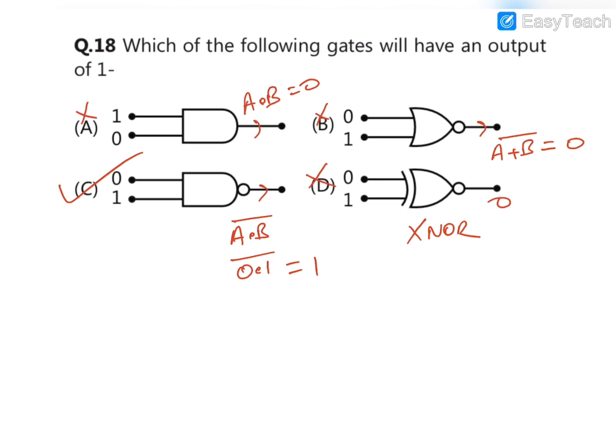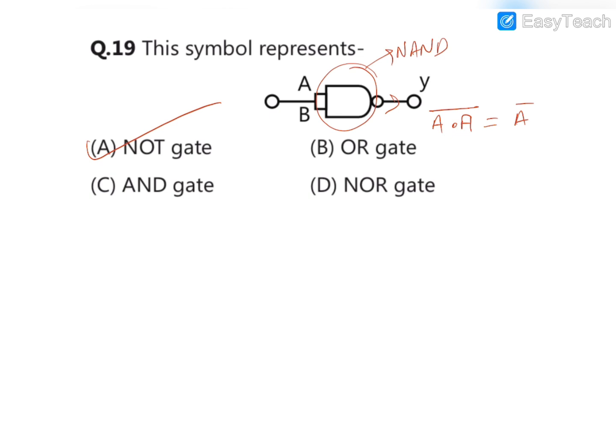Now let us move on to the next question. In this question, you can see that we have to identify which gate is being represented by this logic gate symbol. So you can see that both its inputs are same, so its output will be (A dot A) bar. Okay, because it is a NAND gate, so (A dot B) bar, and if A is equal to B, so it would be (A dot A) bar, so it is A bar.